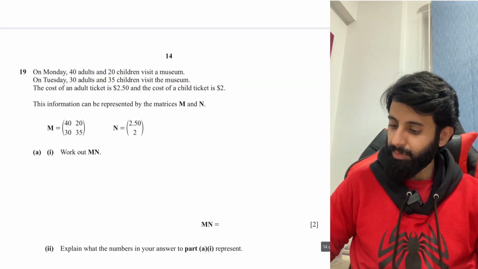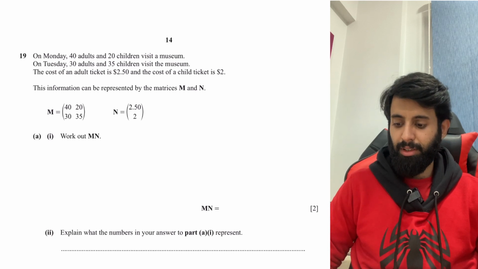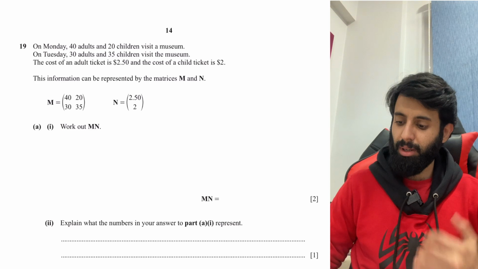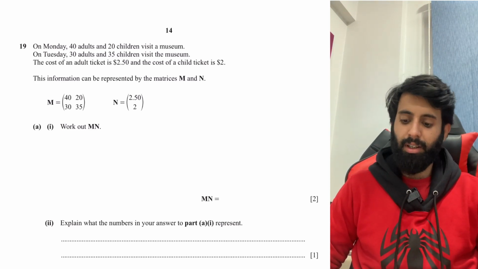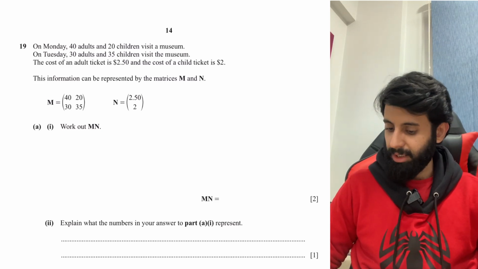Okay. So we have question number 19 now. It says on Monday, 40 adults and 20 children visit a museum. On Tuesday, 30 adults and 35 children visit the museum. The cost of an adult ticket is $2.50, and the cost of a child ticket is $2. This information can be represented by the matrices M and N, and the question has done that.